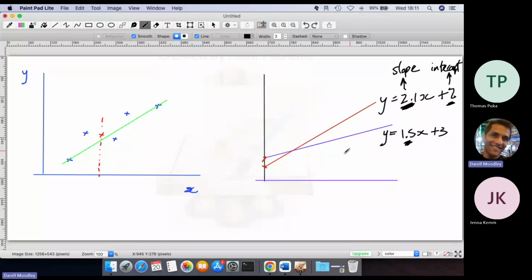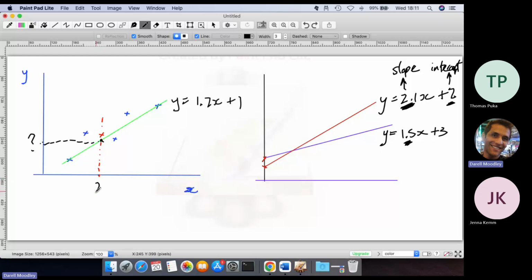And how you use these two values is, if I want to make a prediction, the best I can do is use the value on this line. So say the equation for this green line is y equals 1.2x plus 1. If I wanted to guess what this predicted y value is, all I need to do is feed in this x value.